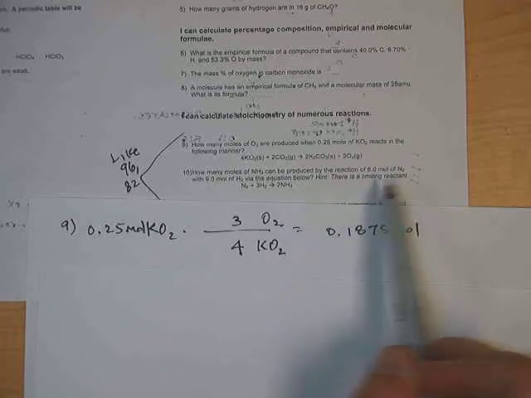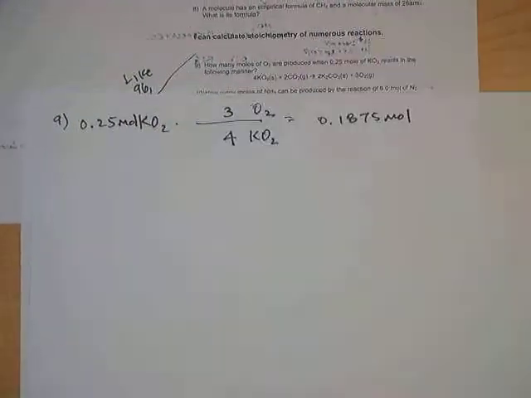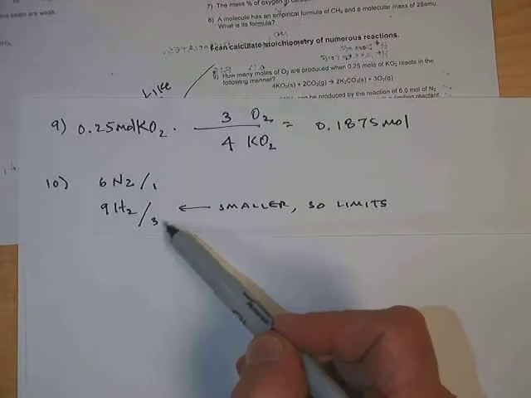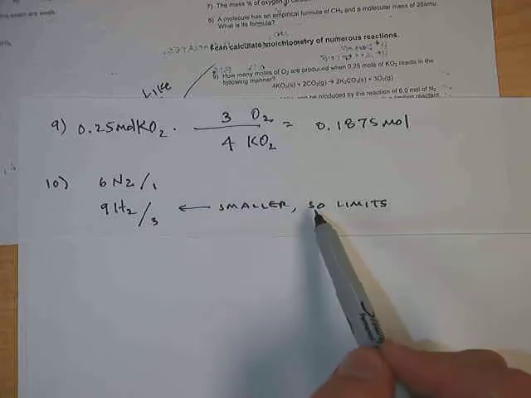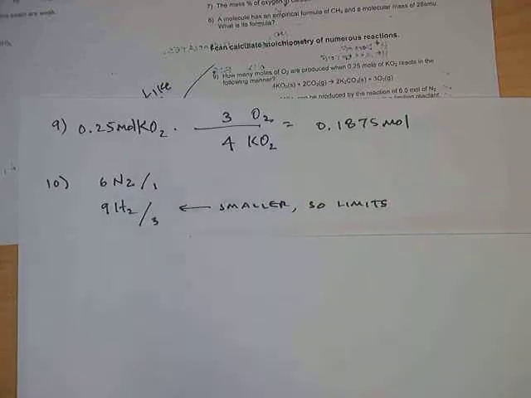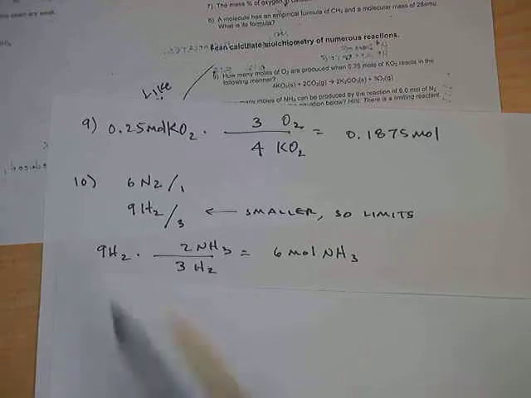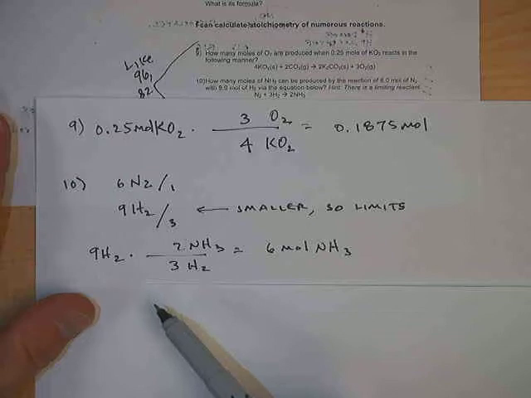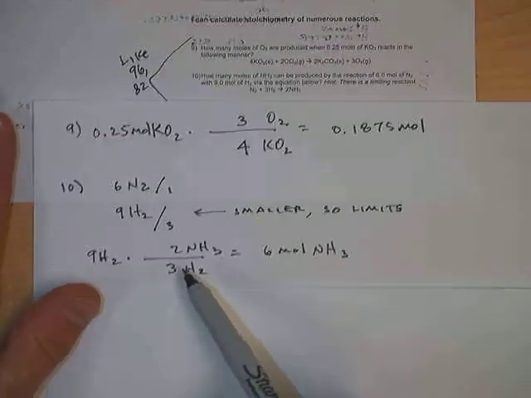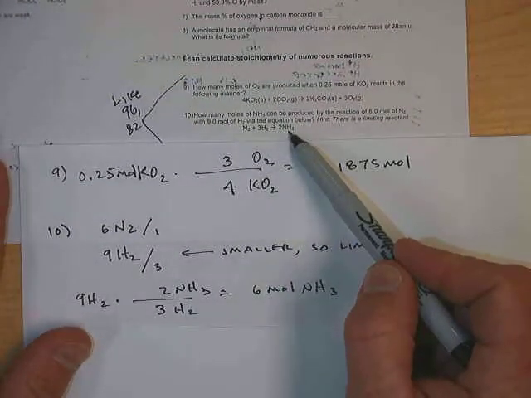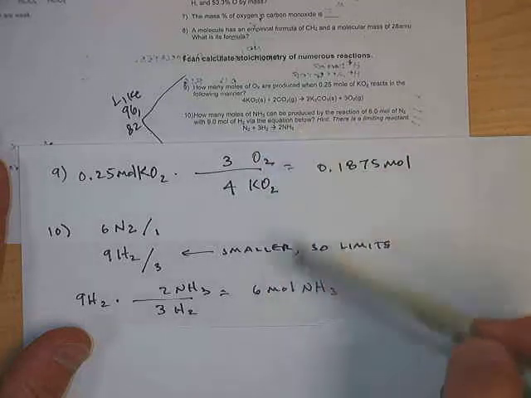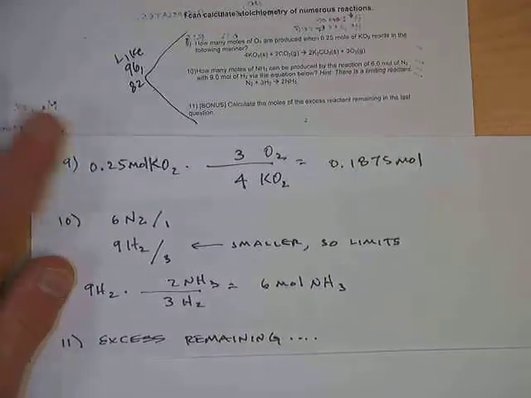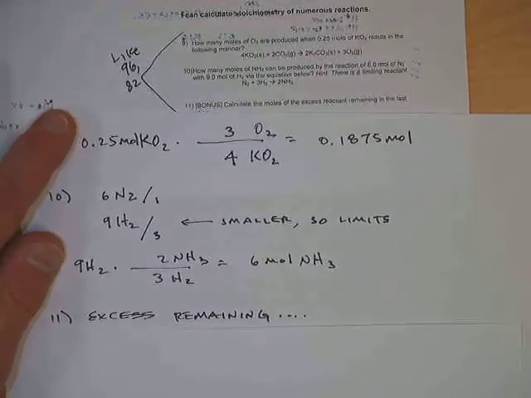Next one, how many moles can be produced? So we have 6 moles of this one and 9 moles of this one, and it even says, hint, there's a limiting reactant. So to determine the limiter, remember, take your number of moles that you have, divide it by the coefficient, and whichever one ends up being smaller is your limiter. So 9 divided by 3 is 3, that's smaller than 6, so work based on the limiter. So I take my limiter, 9 moles of H2, and then from the balanced chemical equation, it's a 2 to 3 ratio for ammonia to hydrogen right here. So it ends up being 6 moles of NH3.